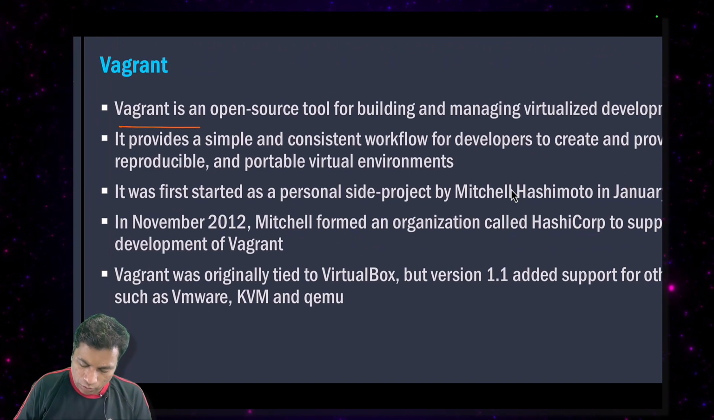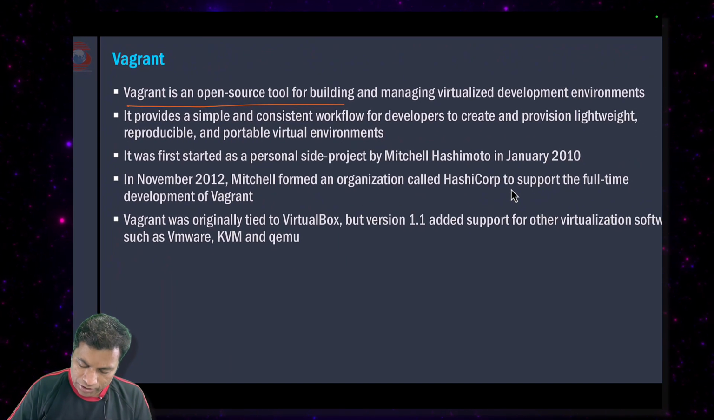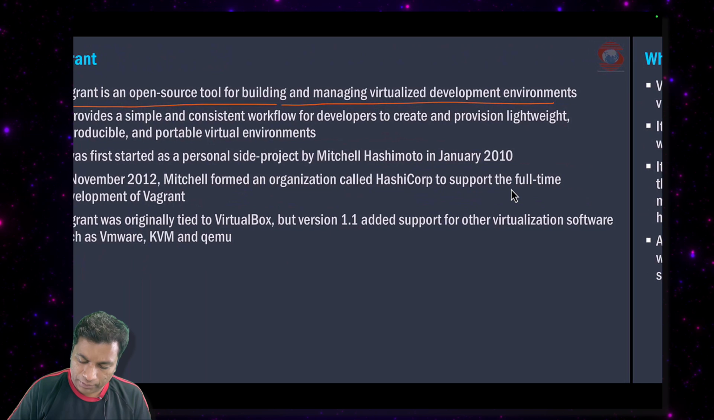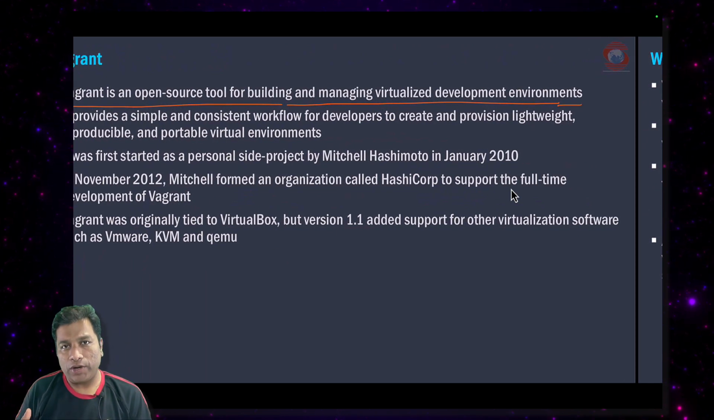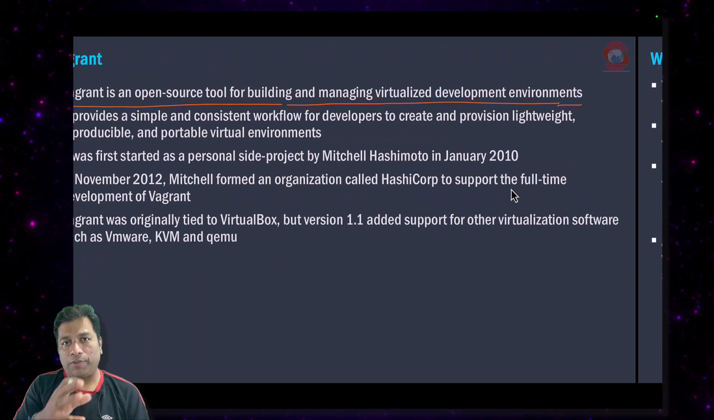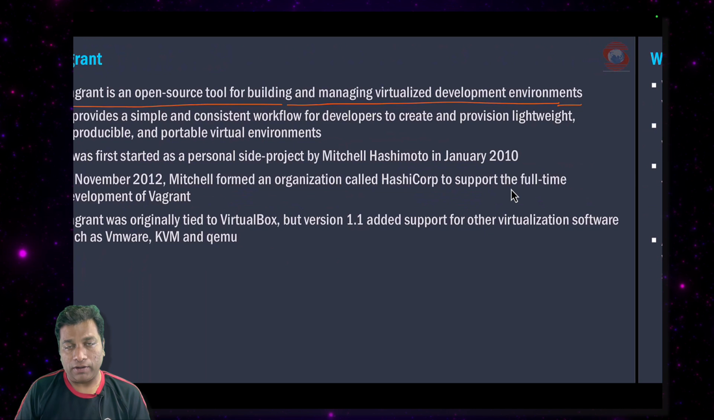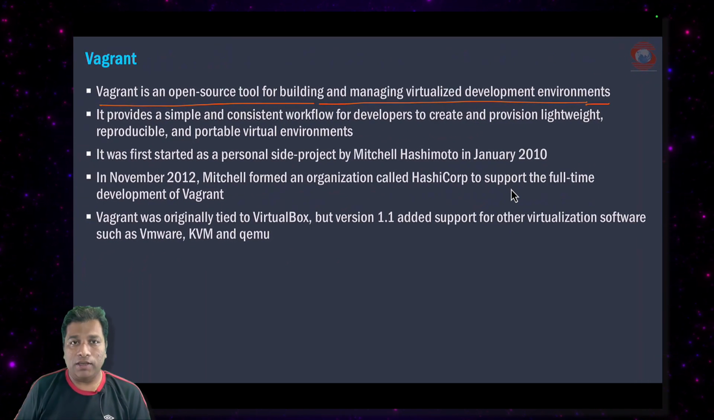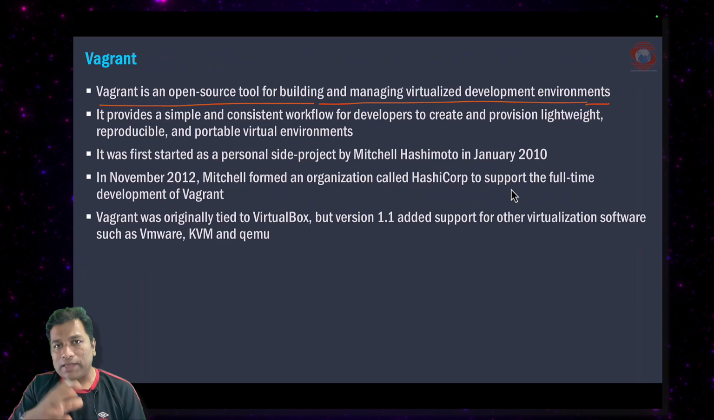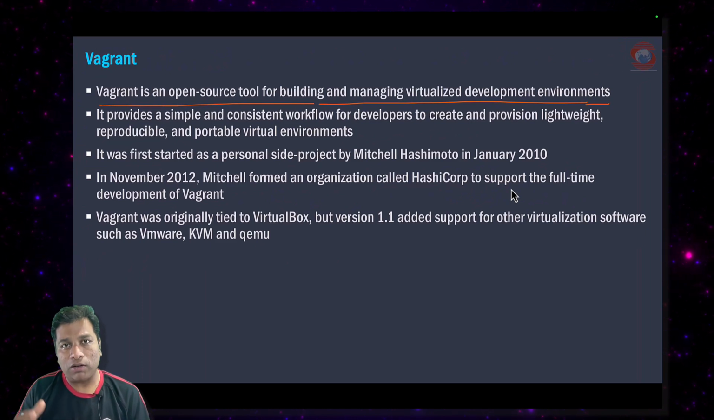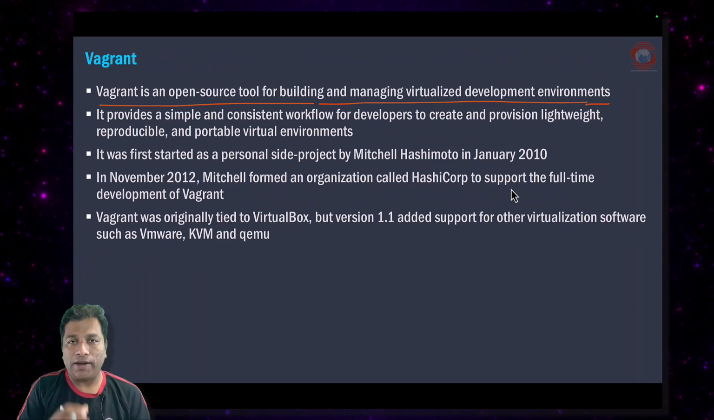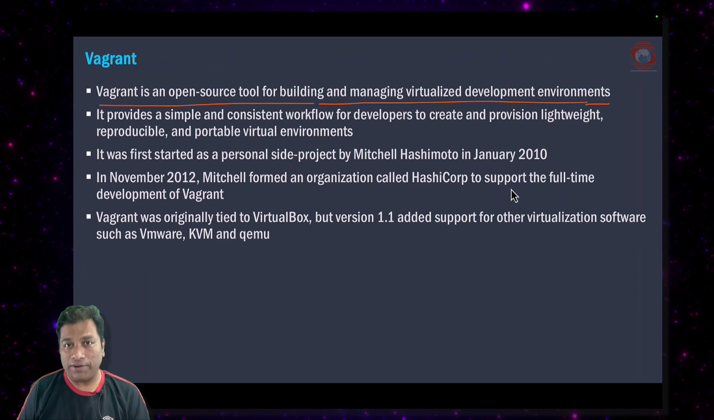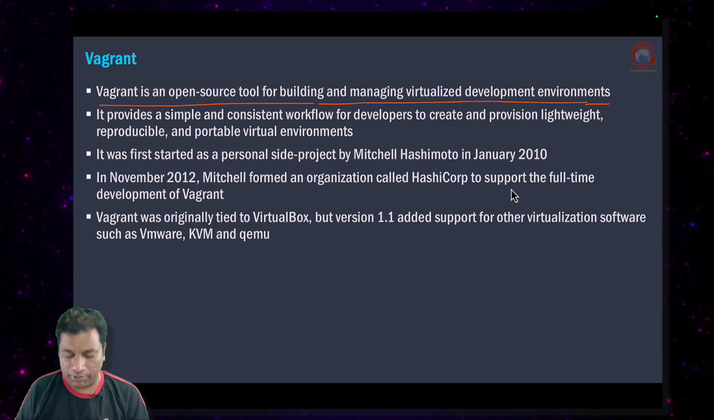Vagrant is an open source tool for building and managing virtualized development environments. When we are talking about a virtualized development environment, it consists of multiple machines which are already configured and you want them to connect and communicate with each other. This is a cumbersome process to design and install all of the applications needed to do that, which is why Vagrant will come to make your life a little bit easier. How? We'll see that in a minute.